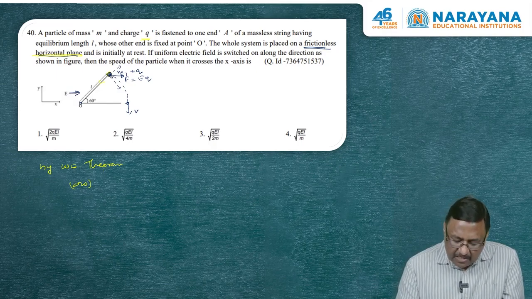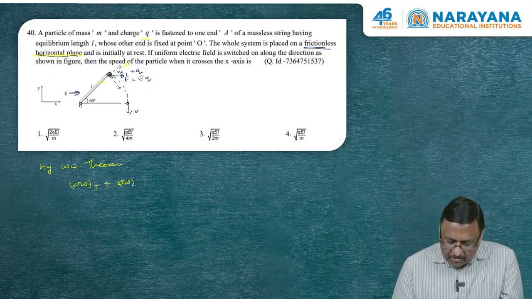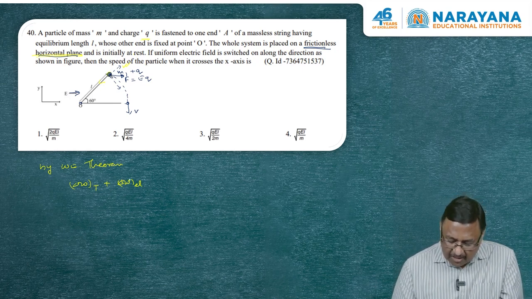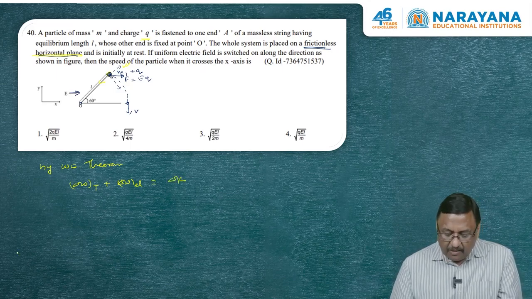I can say there is a tension in the string because there is some force in this direction, and there is some tensile force. The work done by tension, I can say. I can write work done by electrical force. There is no gravity, nothing is there. It is an inextensible string, so there is no elastic potential energy also. The work done by tension, work done by electrical force is equal to simply change in kinetic energy.